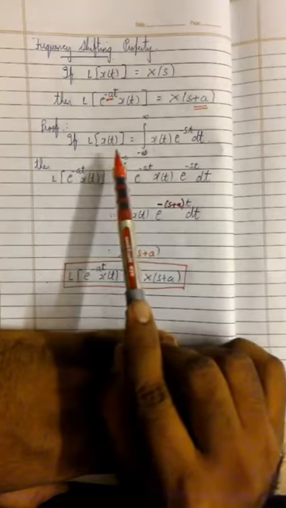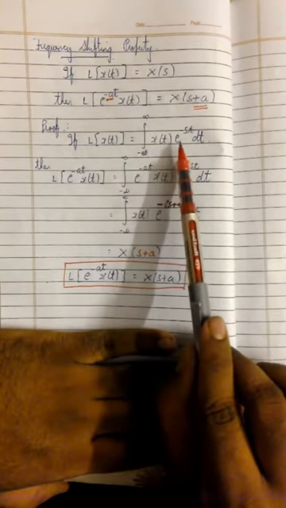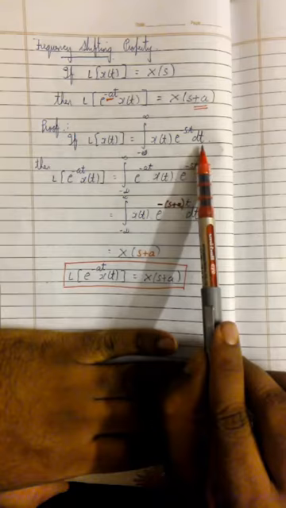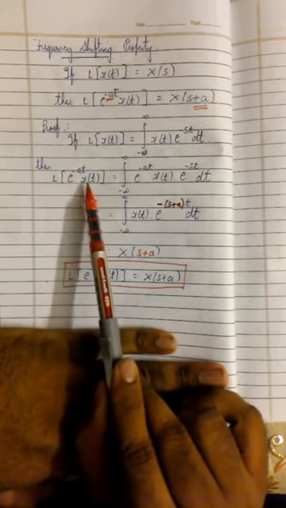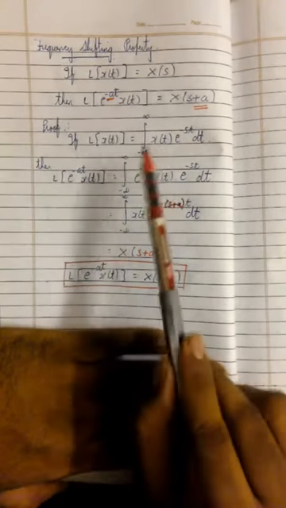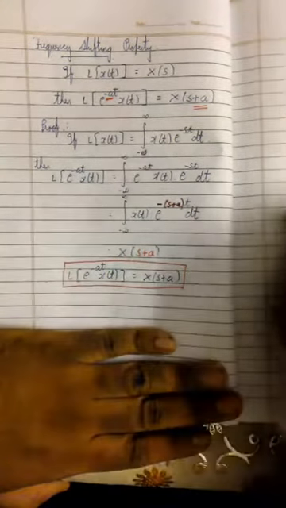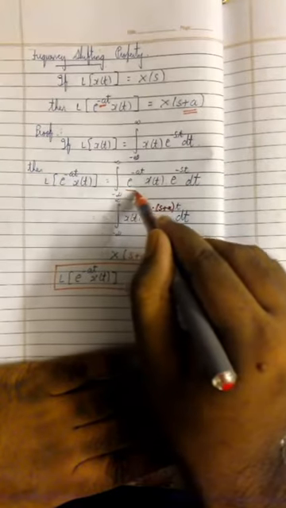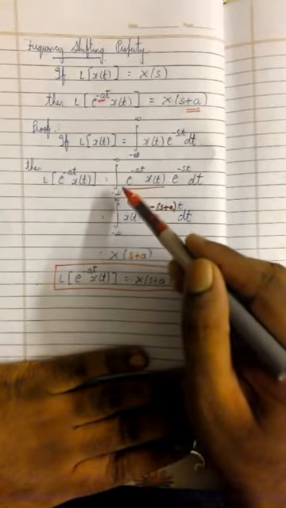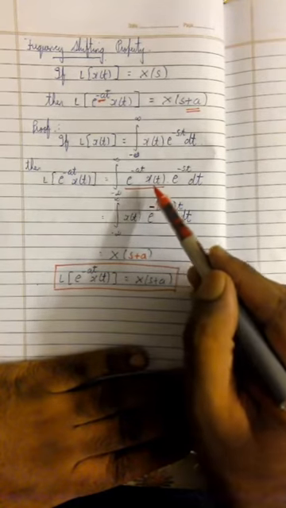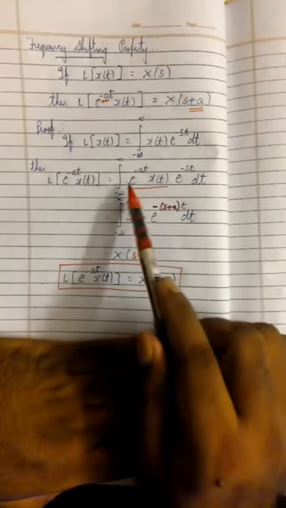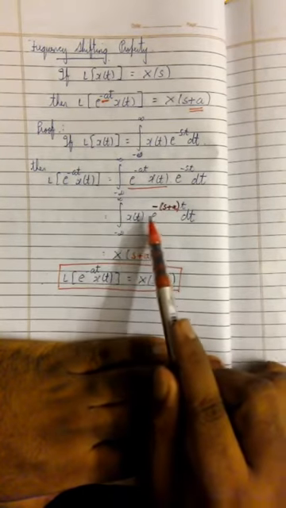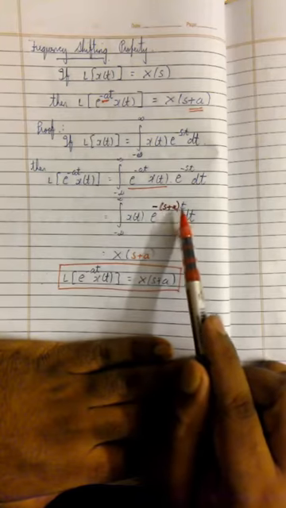So here's the proof. The Laplace transform of x of t, we all know, is the integral from minus infinity to plus infinity of x of t into e raised to minus st dt. Now I'm going to find the Laplace transform of this. All you have to do is simply replace x of t with this. That means the Laplace transform of this is the integral from minus infinity to plus infinity of e raised to minus at x of t into e raised to minus st dt. Now I'm going to combine these two exponential functions. This becomes e raised to minus of s plus a into t dt.